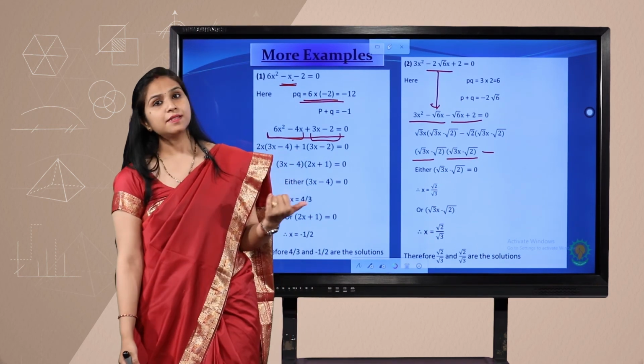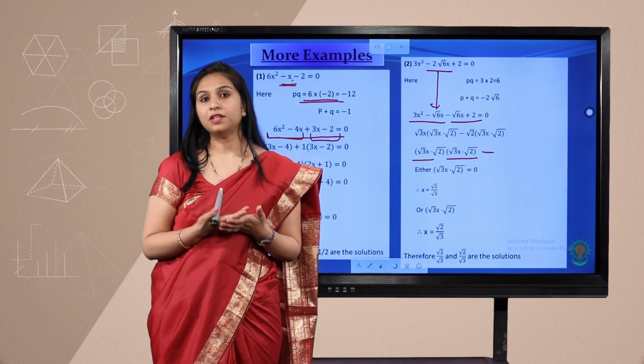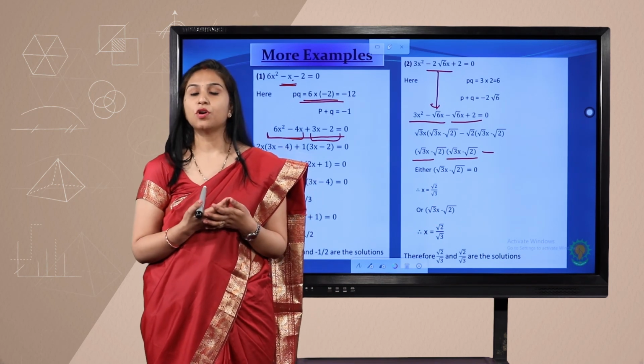So, children, in this example you can see, or you have learnt, that both the values of the zeros are same.